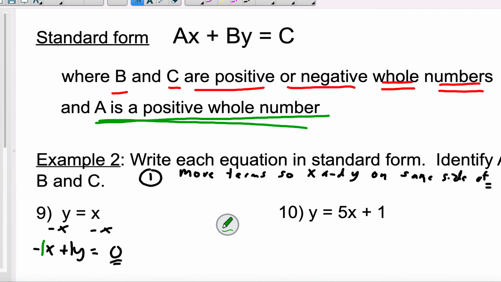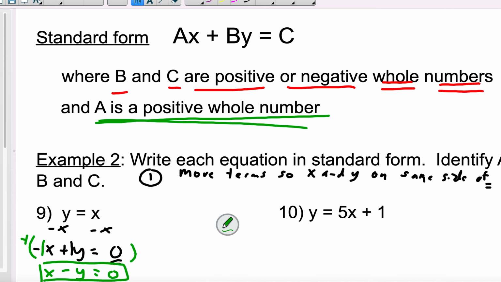No, it's negative. So I'm going to have to multiply this whole equation through by negative 1. Negative 1 times negative 1 is a positive. Negative 1 times 1y is a minus y. And negative 1 times 0 is 0. So this is what we're looking for: x minus y equals 0.